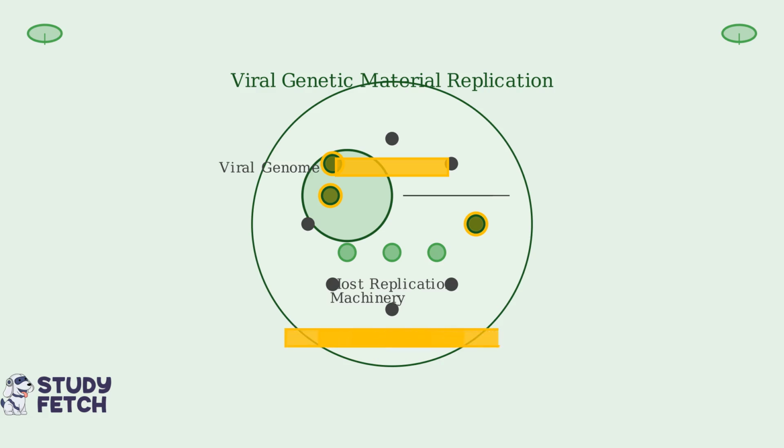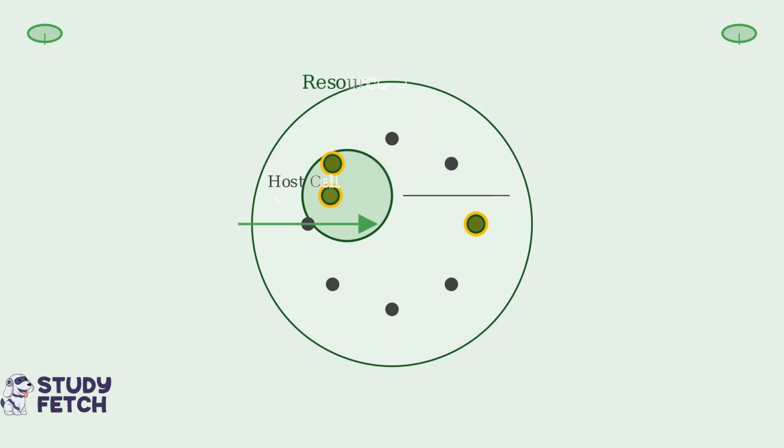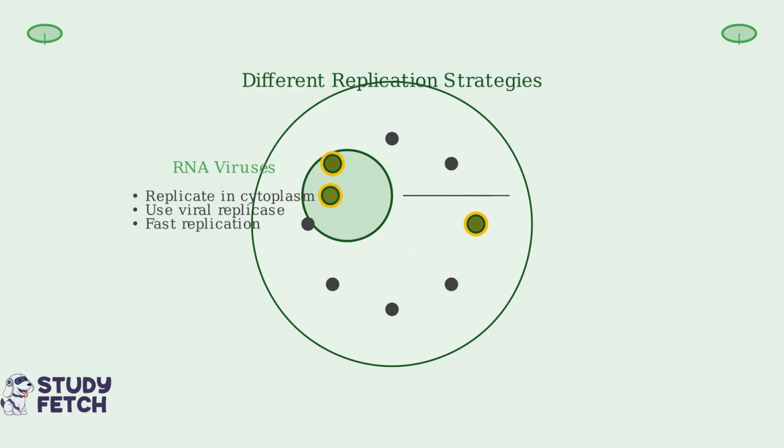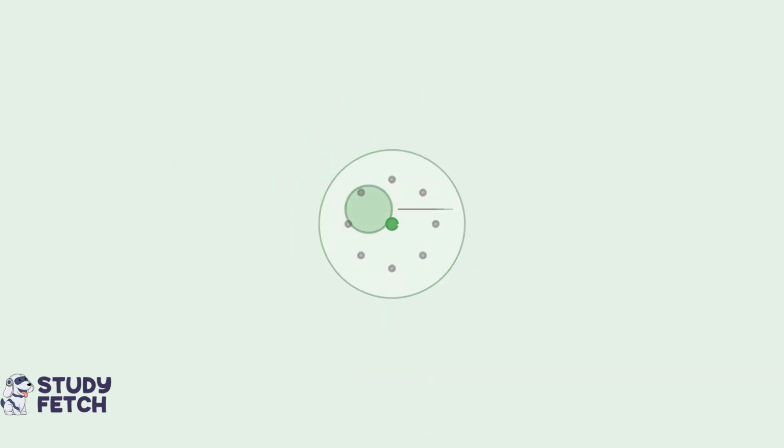Multiple copies of the viral genome are produced, using the host's energy and resources. This replication process diverts cellular resources away from normal plant functions, contributing to disease symptoms. Different plant viruses use different replication strategies depending on their genetic material, RNA or DNA. This viral replication process triggers the plant's natural defense mechanisms, which we'll explore next.